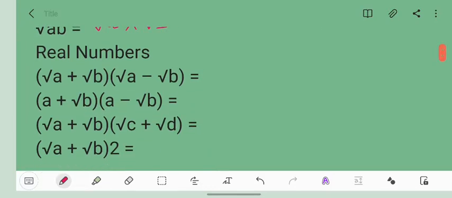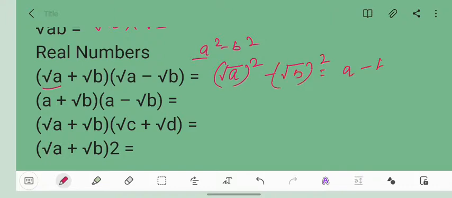Let's do some properties. The properties are quite similar to the properties of algebra, where we have learned a few formulas, like (√a + √b) multiplied with (√a − √b) comes under the formula a² − b². So here we have a as √a, which can be written as the square root of a squared, and b as the square root of b squared. So the result will be a − b.